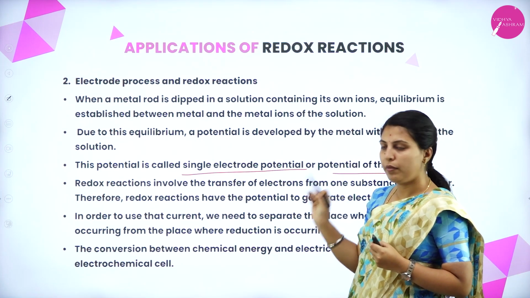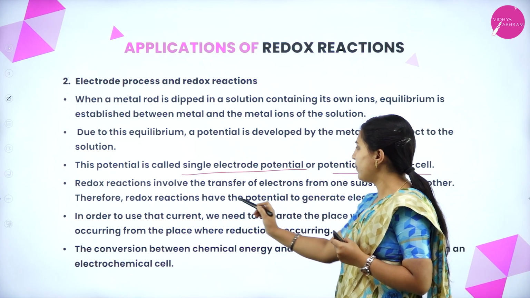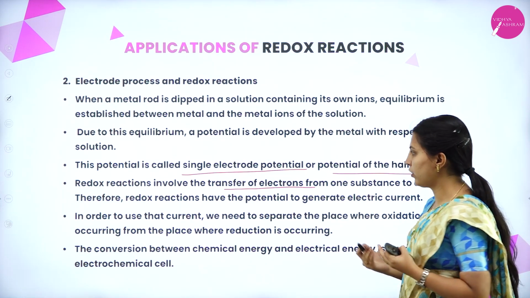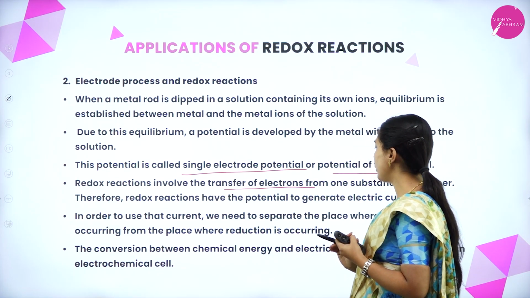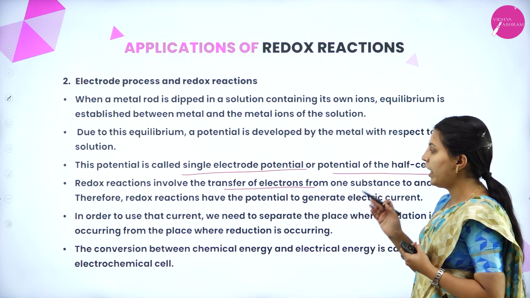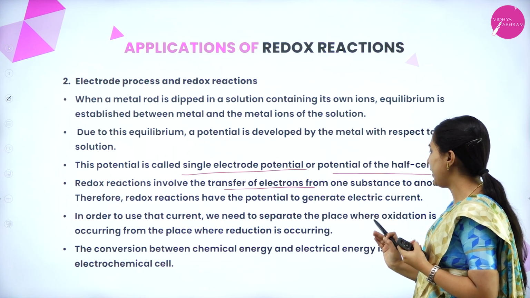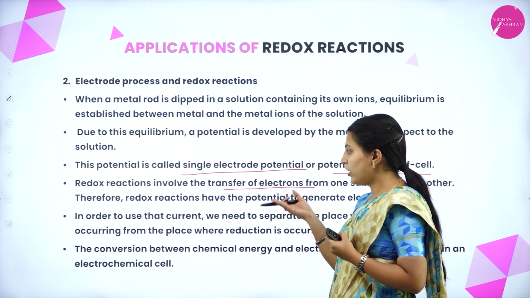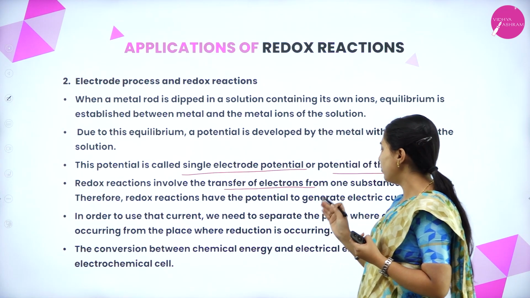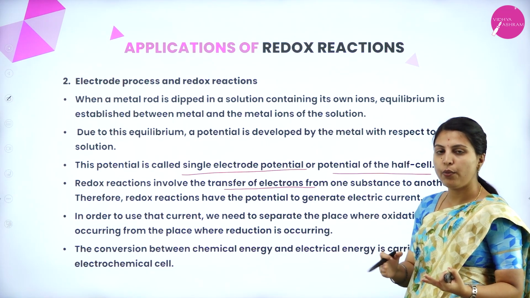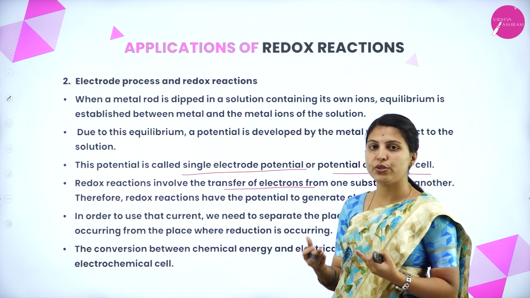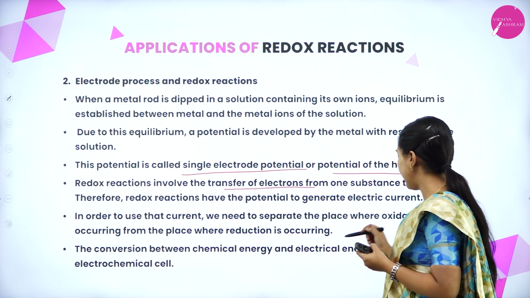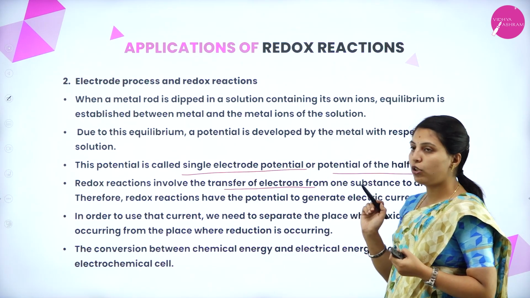That potential will be called single electrode potential. Redox reactions involve the transfer of electrons from one substance to another. Usually redox reaction means involvement of electrons. Therefore, redox reactions have the potential to generate electric current. In order to use that current, we need to separate the place where oxidation is occurring from the place where reduction is occurring. So, you have to separate them. The conversion between chemical energy and electrical energy is carried out in an electrochemical cell.